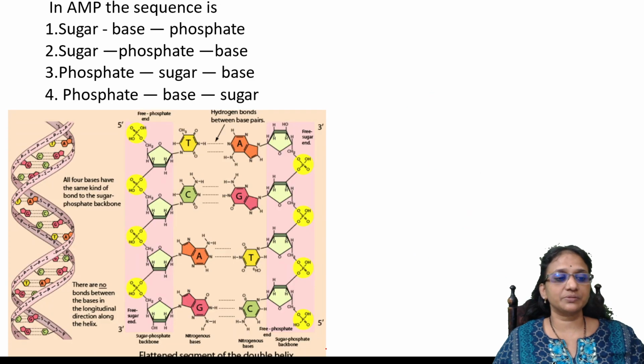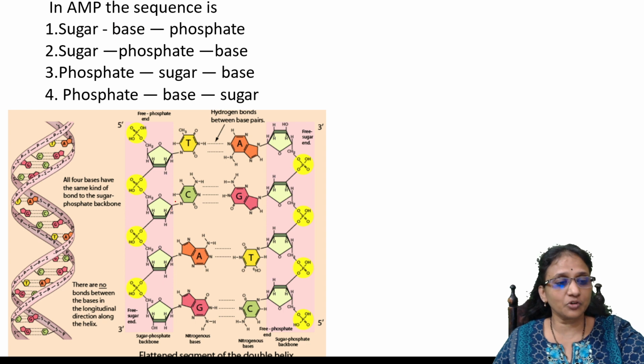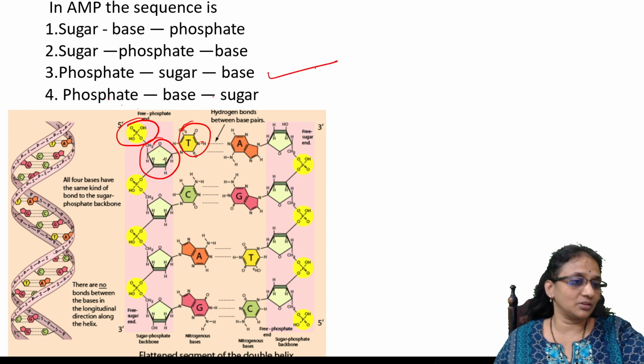Done. Next question. What is the AMP sequence? AMP is nothing but adenosine monophosphate. What is it formed by? It is formed by a combination of a phosphate bond, a nitrogenous base, and a sugar molecule. Or if you go like this, phosphate bond, sugar molecule, and a nitrogen base. So I'll go with the third option.